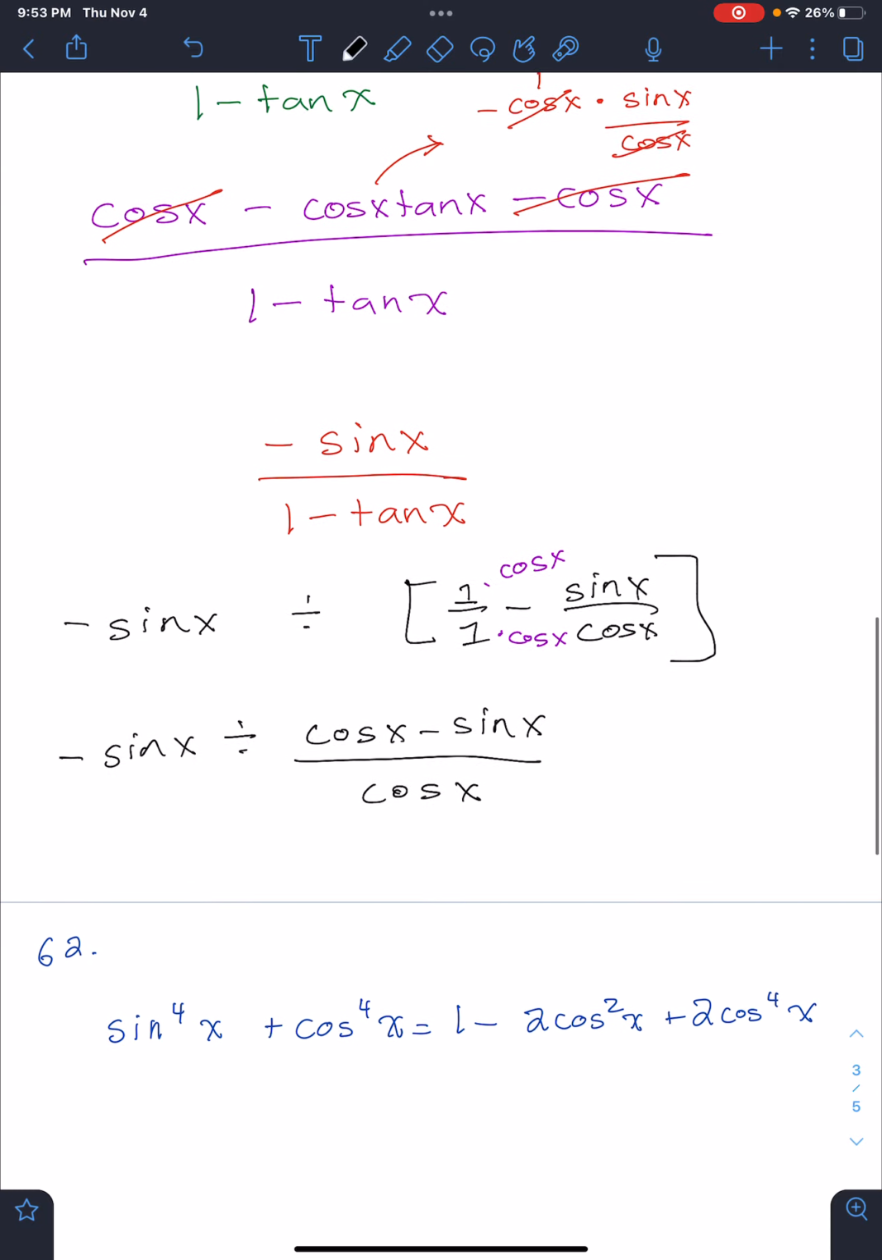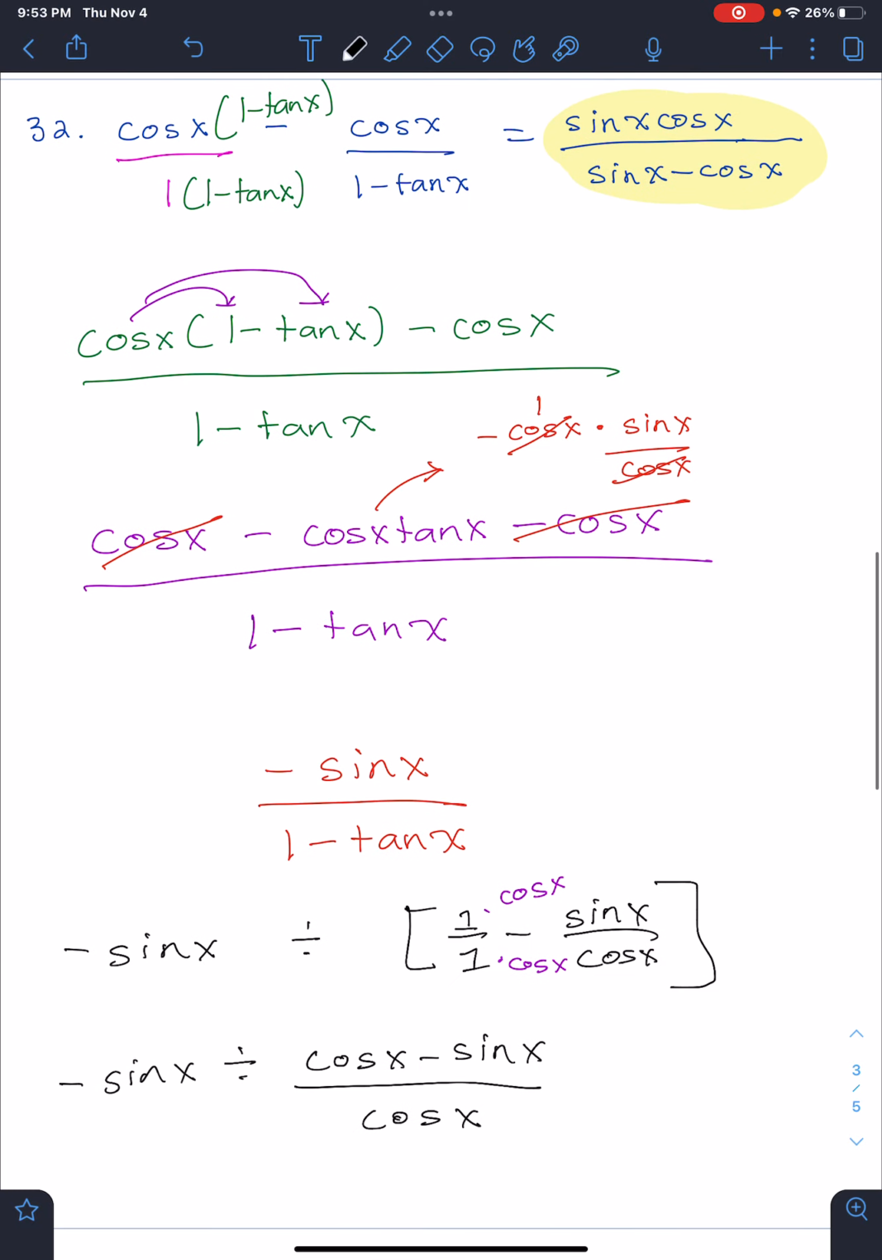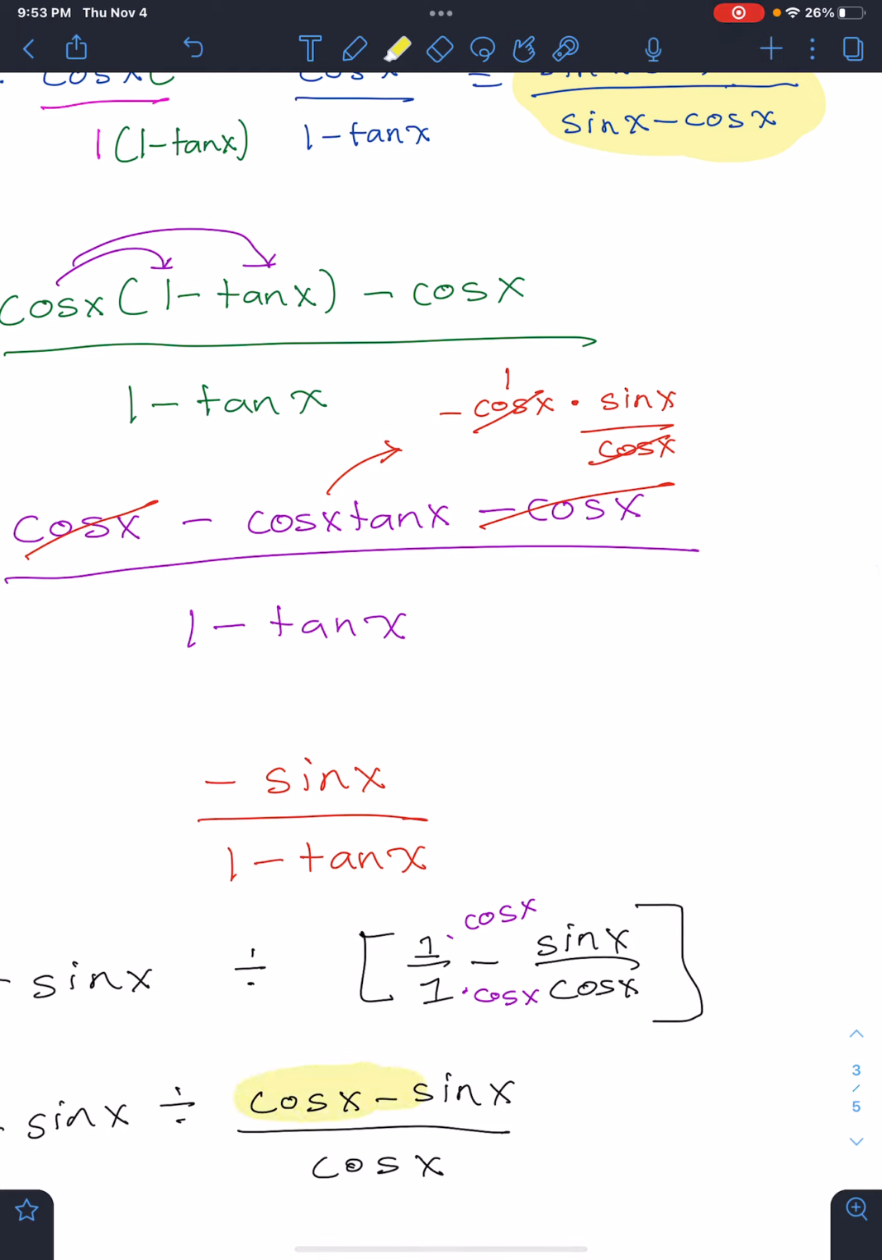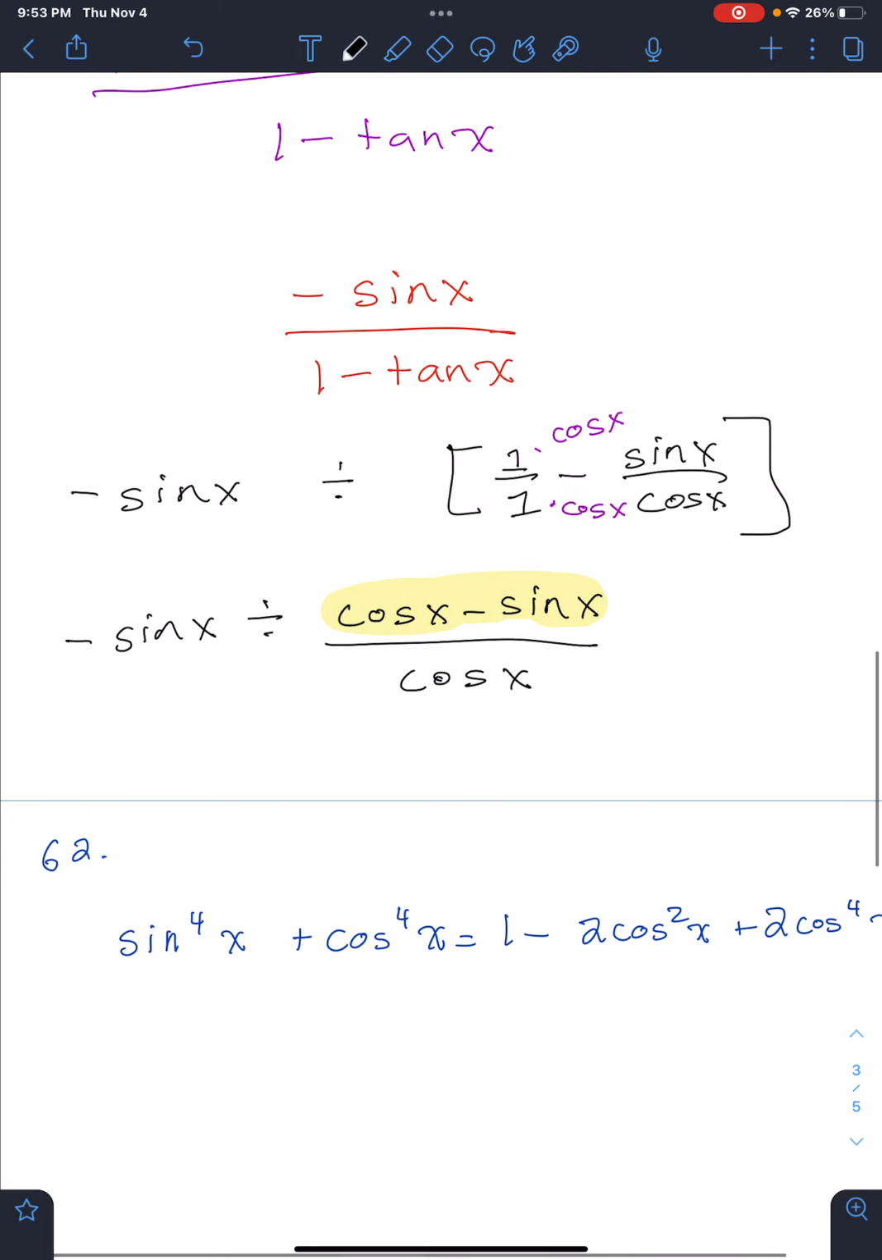And now, do we see that? Does everybody see this? This is looking close to this. So what we're going to do now, let's go ahead and move this one.